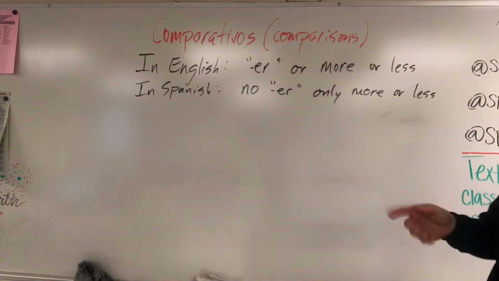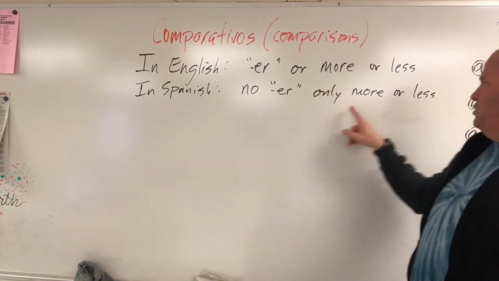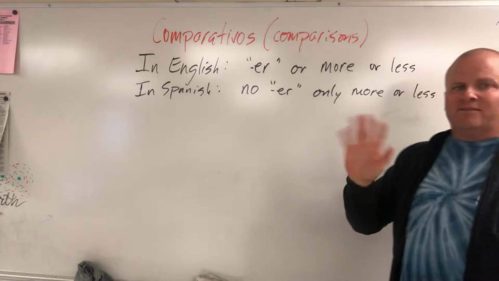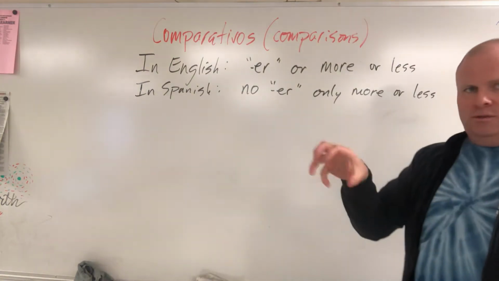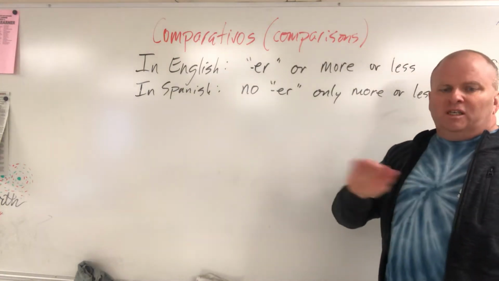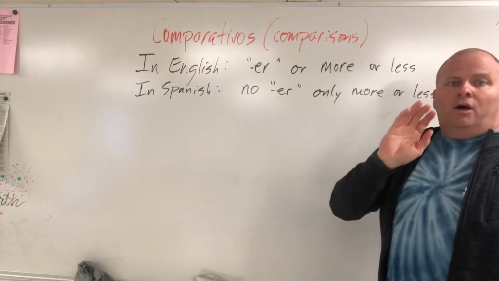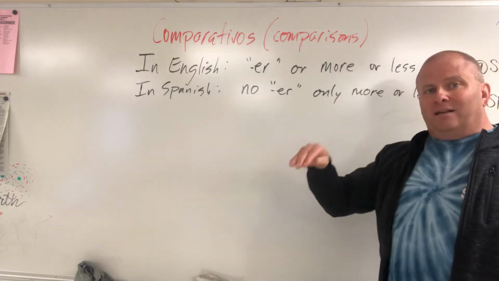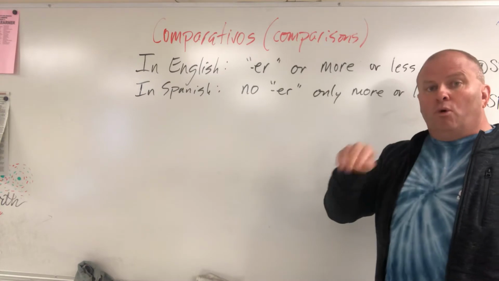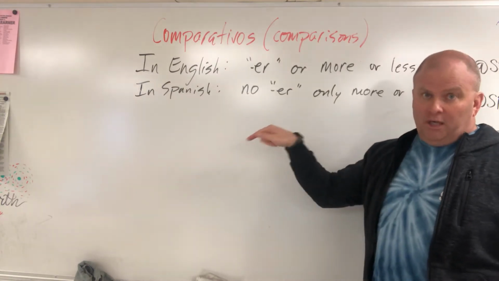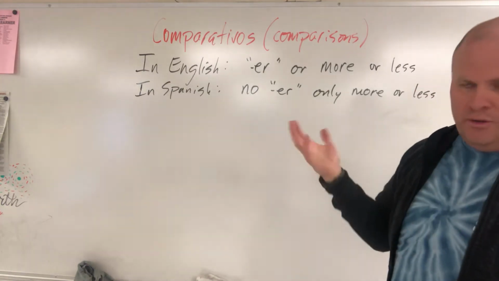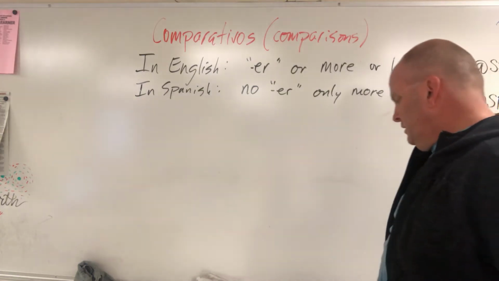In Spanish, they don't have the ER. So we just use more or less. So we don't have to worry about whether we add the ER or do more or less. In Spanish, the direct translation would be like, Roberto es más alto que Juan. So Robert is more tall than John. So they always use the more or the less. Okay? So it makes it a little easier.